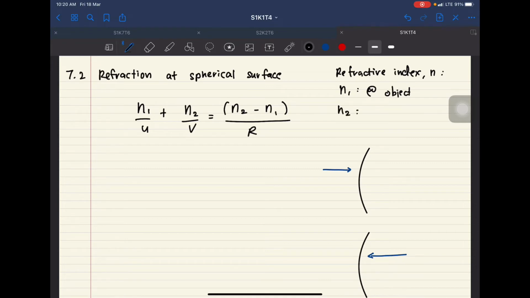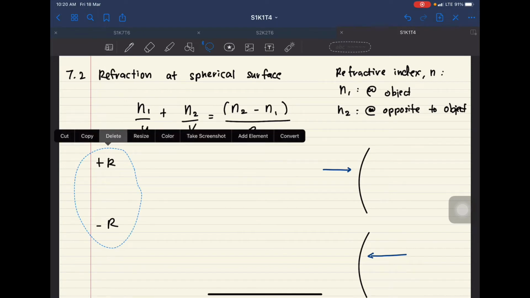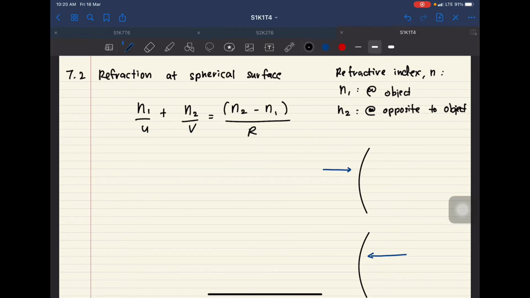N2 opposite to object. Okay, R is basically your radius of curvature. So R can be positive R or negative R. Okay, before we go through R, maybe I erase everything here. I want to go through V. Okay, again positive V means real, negative V means virtual.